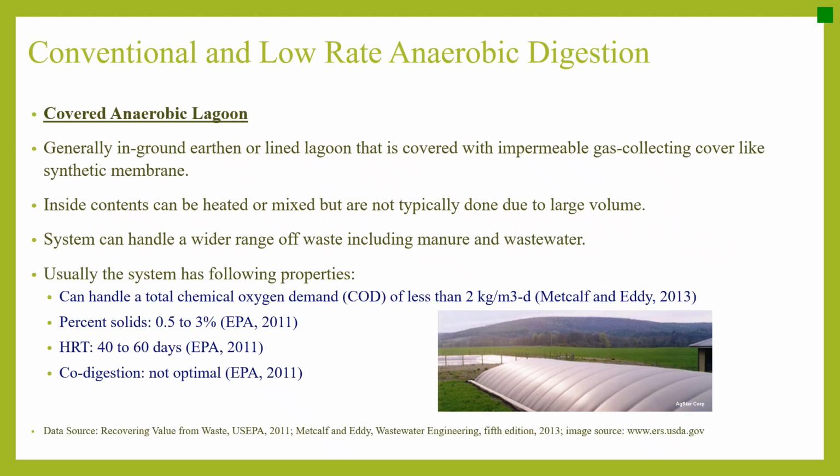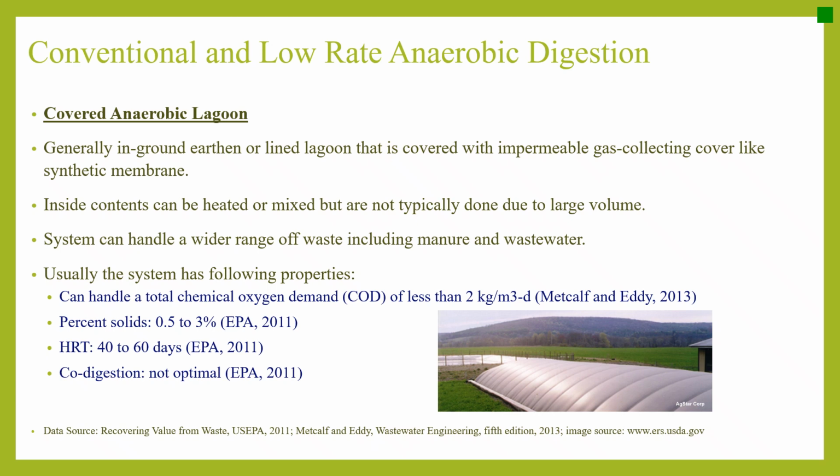Let's start with conventional and low rate anaerobic digestion types. Covered anaerobic lagoon. It is generally an in-ground earthen or lined lagoon that is covered with an impermeable gas collecting cover, like a synthetic membrane. Inside content can be heated or mixed, but this is not typically done due to the large volume. The system can handle a wide range of waste, including manure and wastewater.